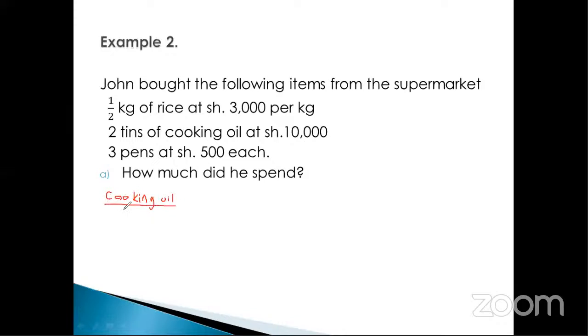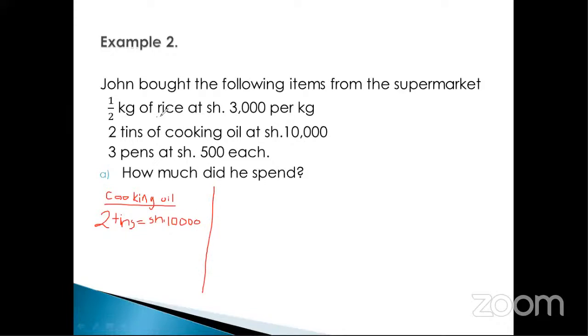Okay. So when you write your cooking oil, they are just saying 2 tins. So you just say, my 2 tins is 10,000 shillings. 2 tins equals 10,000 shillings. That is the amount you have spent on cooking oil. So there is no need of multiplying here, because all the 2 tins cost 10,000 shillings. That is your cooking oil. Then go to the second item.